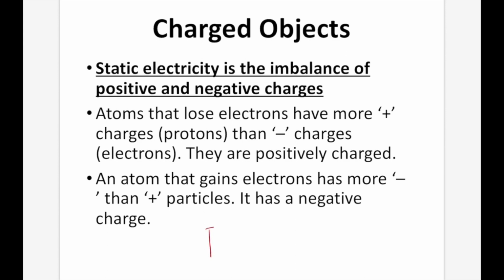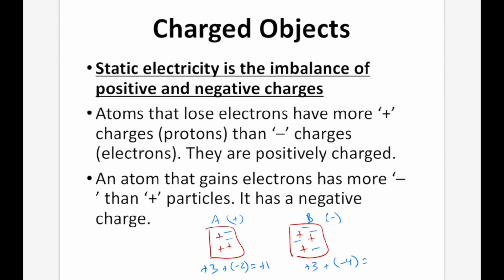So if you have 2 objects, say object A and object B, and object A has 3 protons and object B has 3 protons, object A has 2 electrons and object B has 4 electrons, we would say that object A has an overall positive charge because it has more positives than negatives. You could think of it as +3 plus -2, which is equal to +1. Object B, on the other hand, is negatively charged. If you take a look at its overall charge, you're going to have +3 plus -4, which is going to equal -1. So it has 1 more electron than a proton, therefore it's going to be negatively charged overall.